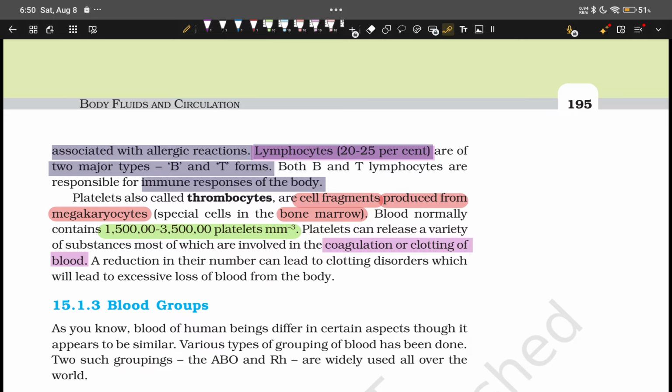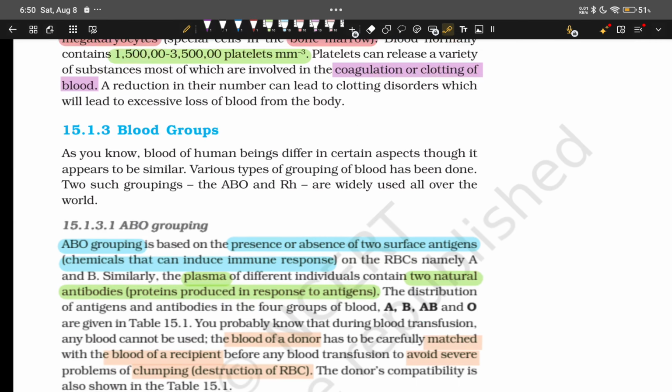But first of all, reduction in the number of platelets can cause severe damage to the body, because it can lead to a clotting disorder, and that will lead to excessive loss of blood from the body.